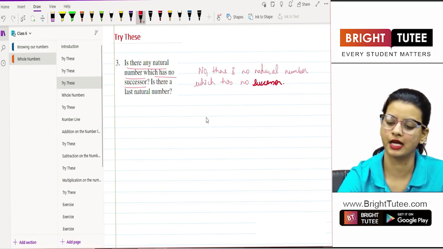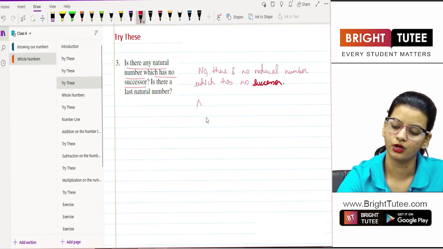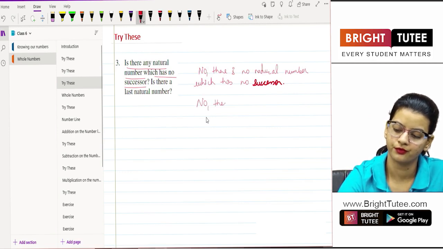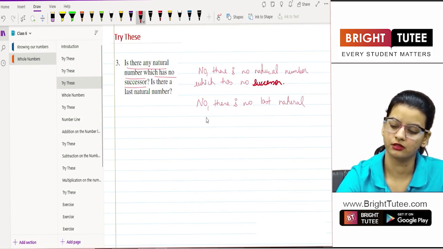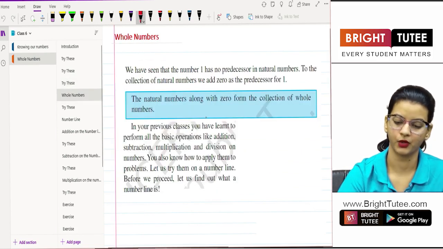And is there a last natural number? So the natural numbers continue till infinity, so no, there is no last natural number. Okay, now let's move on.